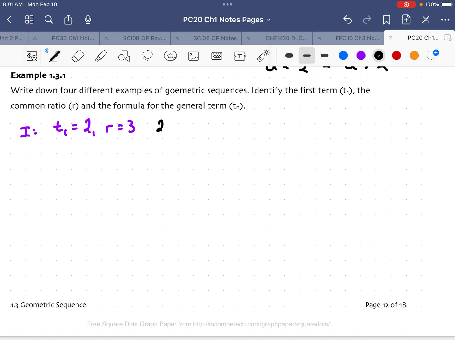So this is 2. Then our second term is 2 times 3, which is 6. Then we take 6 times 3, which is 18. Then we would do 18 times 3, which is 54, and so on.